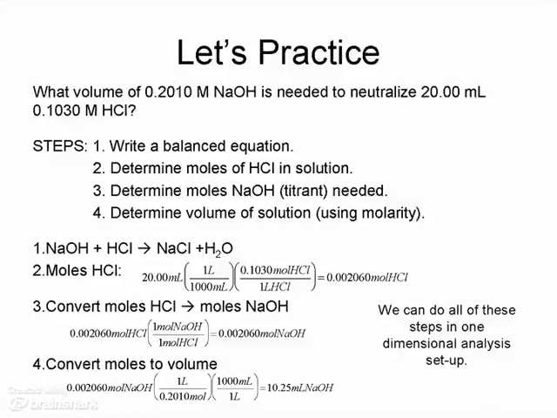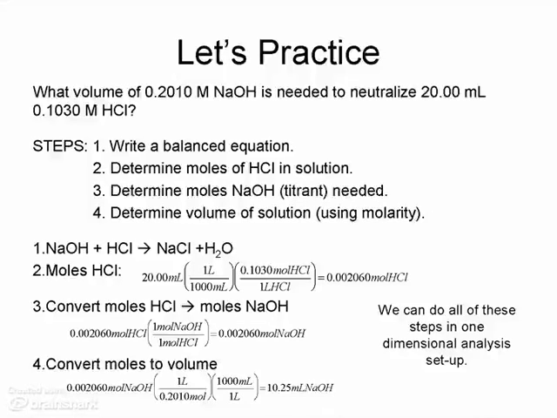The second thing we want to do is determine the moles of HCl in solution, because we're given both the volume and the concentration, so we can get moles. Then we can use moles of HCl to determine the moles of sodium hydroxide, which is our titrant, that we're going to need to completely neutralize the HCl. And then we're going to determine the volume of the solution using the molarity.